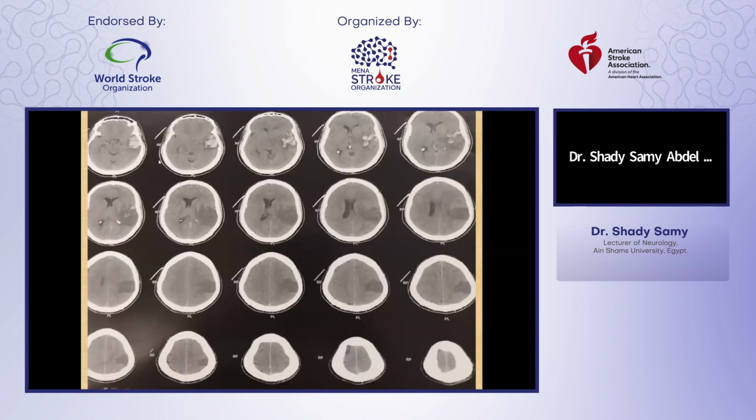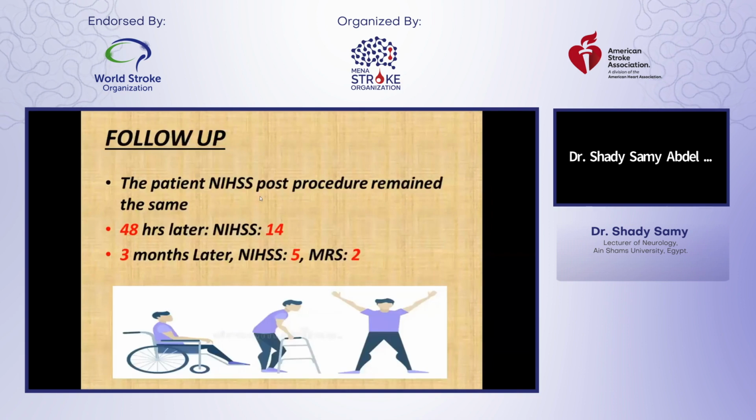Regarding the follow-up CT brain, there was a PH1 type of hemorrhagic transformation. Still, this was the same area of diffusion restriction that we had seen. The rest of the hemisphere was saved. Actually, the NIH of the patient post-procedure remained the same. However, 48 hours later it started to improve to 14. 3 months later, NIH was only 5 with an mRS of 2. And still the patient was showing improvement day after day.